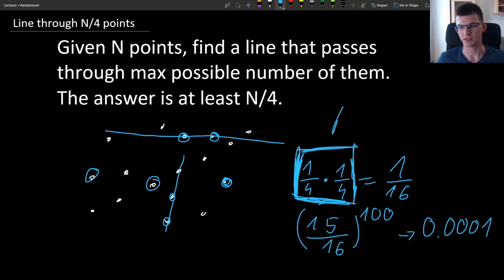So this 1/4 times 1/4, which is 1/16th, is the probability that if we take a random pair of points, they both belong to the optimal line, because there is some optimal line that contains the maximum possible number of points, and because we know that there are at least n over 4 points on it, the probability of generating a random point that belongs to that is around 1/4 or more. And this will be the probability that both work.